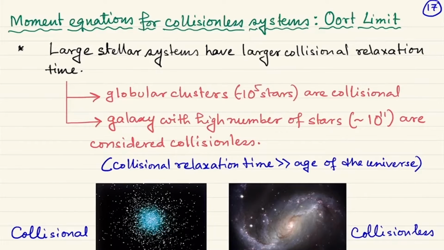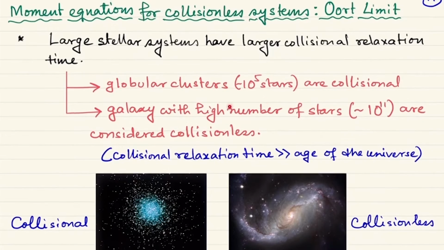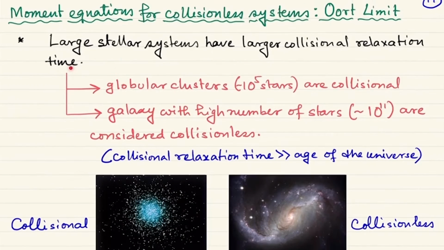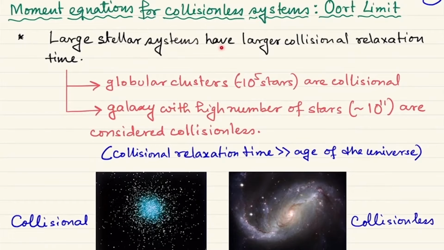So one is globular clusters, which contain roughly 10 to the power 5 stars. Another very interesting one is the galaxy. We all know the galaxy, and it contains a high number of stars, of the order of 10 to the power 11. Of course, in the scope of this course I will not go into much detail, but as a rule of thumb, large stellar systems have larger collisional relaxation time.